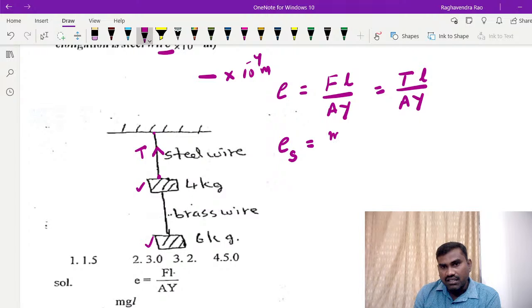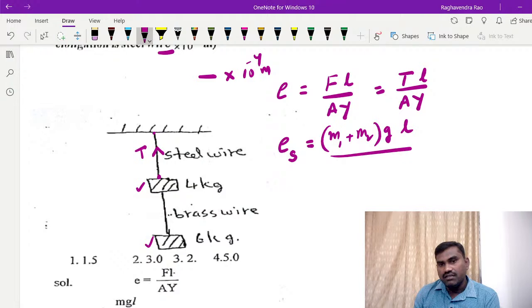That means (M1 + M2) into G, M1 is 4 kg plus 6 kg, into G. That is nothing but the tension. Tension because of this weight and this weight, into L by A into Y. That is equation number 1.